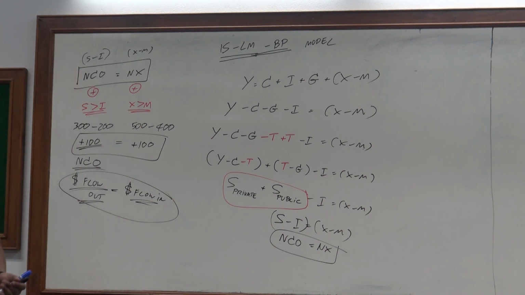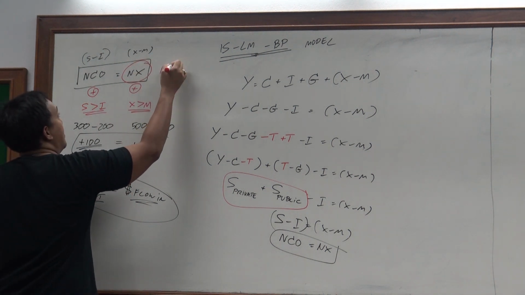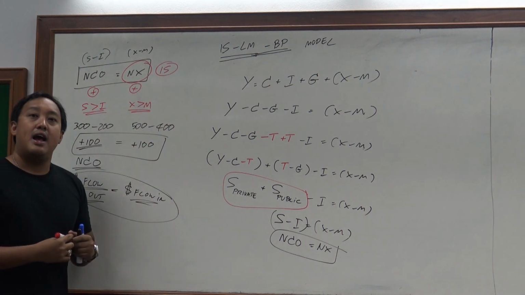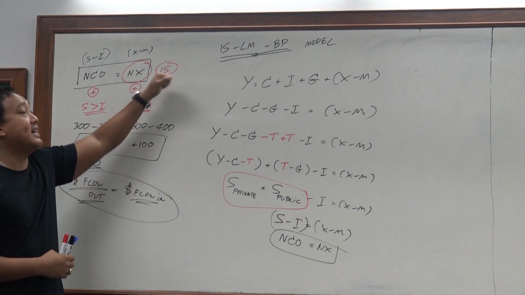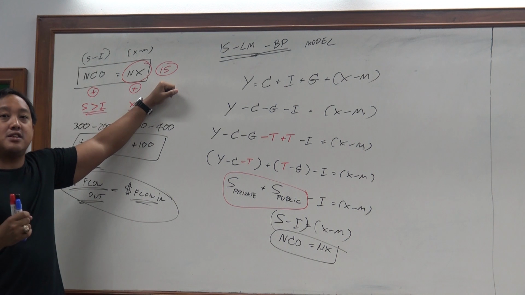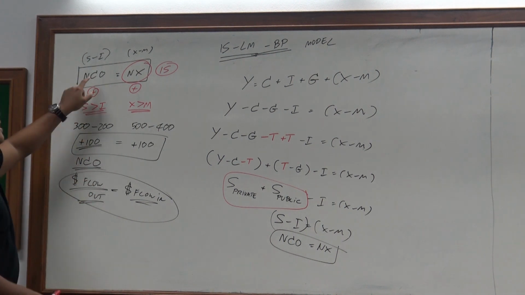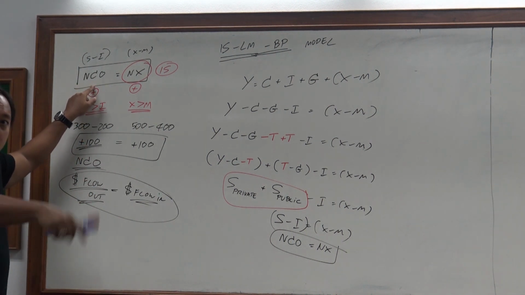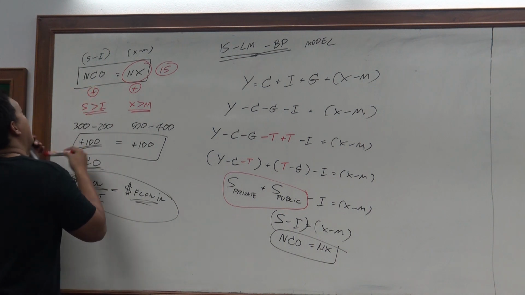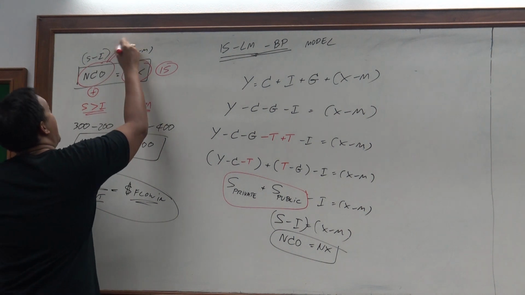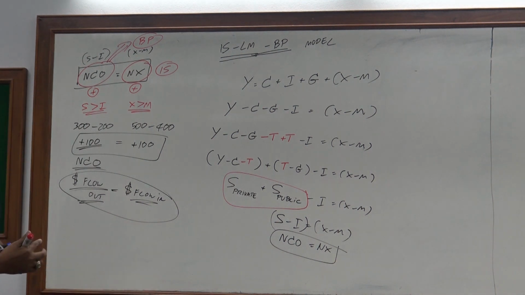And then we already learned that NX is in the IS curve. Export and import, we just learned that export and import stay in the IS curve. And the effects of export and import can shift the IS curve to the right and to the left. And now we're going to learn about NCO, how capital moves in or out of the country. This is going to be represented by a new curve, the BP curve that we're going to learn here. Okay, the BP curve.